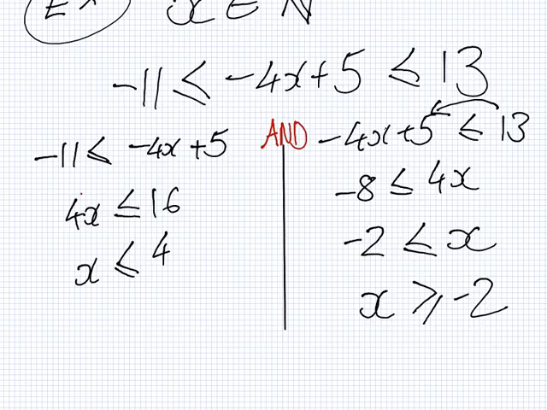Move the 5 to the other side and you'll get minus 4x less than or equal to 8. And what will happen is when you divide by the minus 4, it'll flip around then.